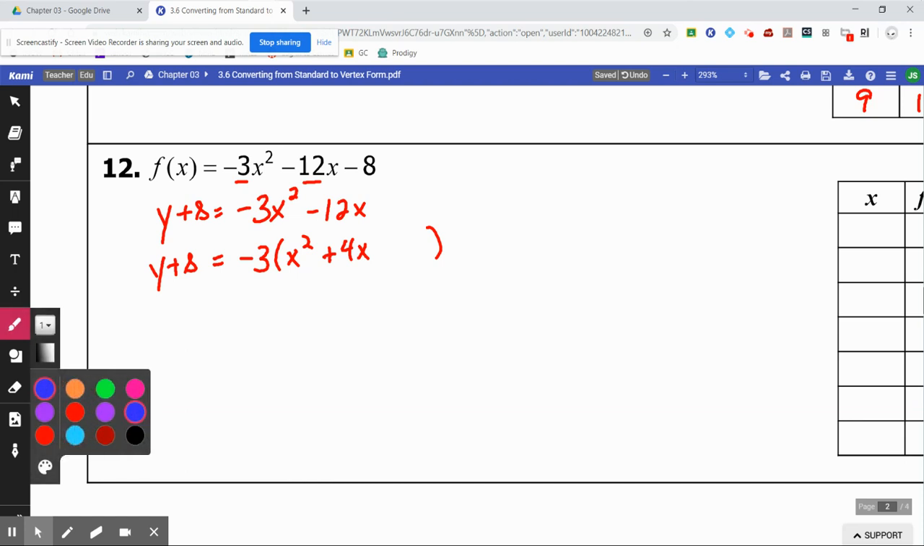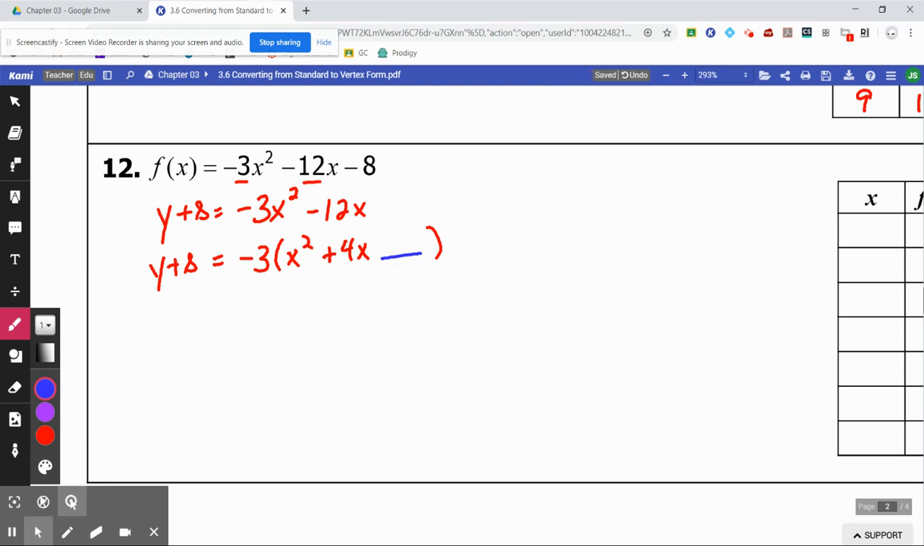Inside parentheses, we're going to complete the square here. We're going to take half of the 4 and multiply times itself. Half of 4 is 2. 2 times 2 is also 4. You added 4 in parentheses, but you added negative 3 times 4 to this side. And that would be a negative 12, which you're going to add to the other side. That turns into y minus 4, bring down negative 3, and let's factor.